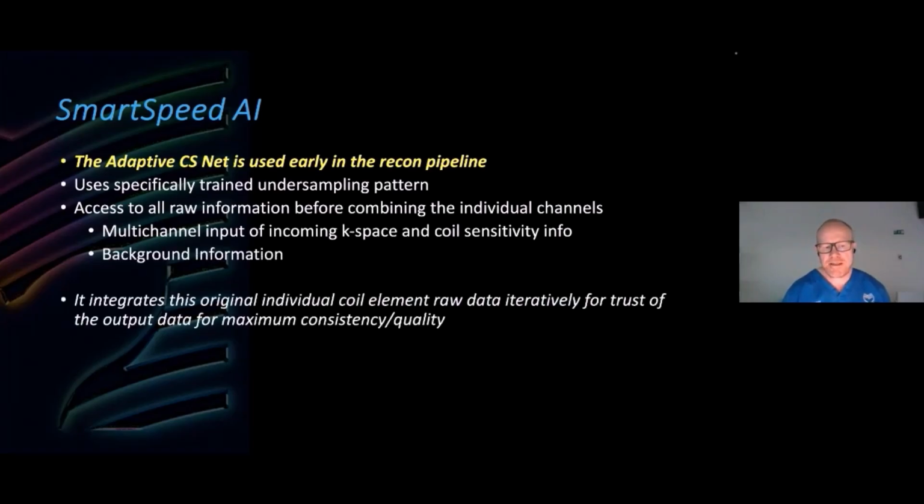So it integrates the original individual coil element raw data iteratively for the trust of the output data, for maximum consistency and quality. And with this, we get maximum accuracy for true data. And this is perfect for quantitative MRI, and this is where we're all headed.